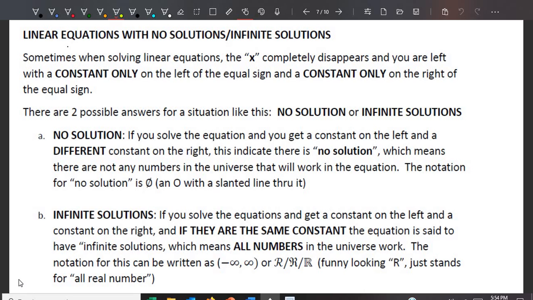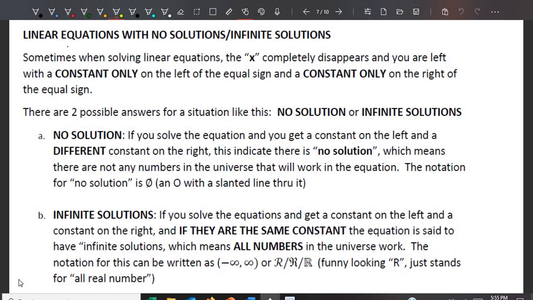Now, when this happens, when your x goes completely away, your answer will either be no solution or it will be infinite solutions. So how can you tell the difference? Okay. Read my little definition here. For no solution, if you solve the equation and you get a constant on the left and a different constant on the right, that means there's no solutions. So you get a constant on the left and a constant on the right, and they do not equal. That means there's no solution.